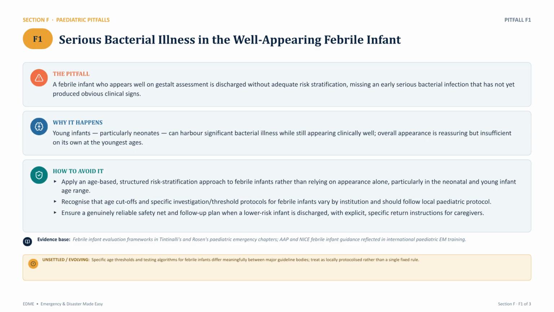In Section F, our first pitfall is failing to diagnose a serious bacterial illness in a well-appearing febrile infant. Because neonates can mask significant infection while looking healthy, reliance on gestalt alone is insufficient. Always apply structured, age-based risk stratification and ensure reliable follow-up.